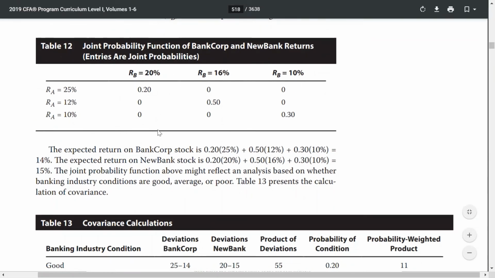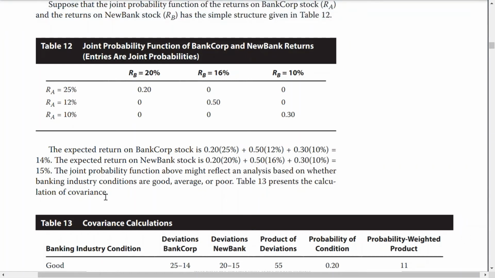The expected return of Bank Corp stock is 25% multiplied by portfolio weightings. You add them all up together, it is 14%. The expected return of New Bank, this is another bank stock, is around 15%. The joint probability function above might reflect the analyst's view based on whether banking industry conditions are good, average, or poor.